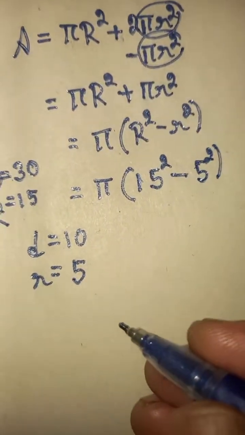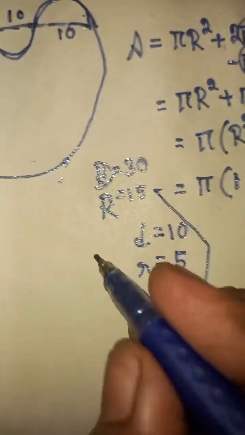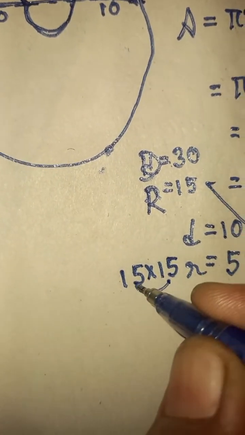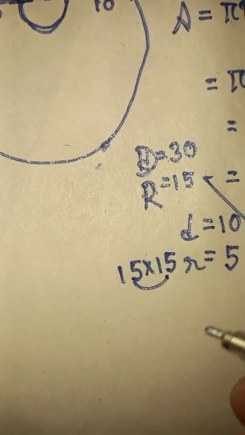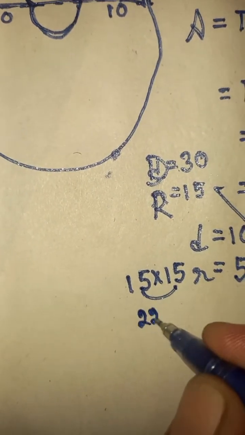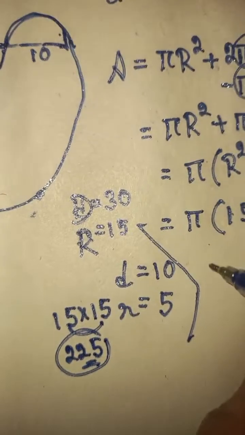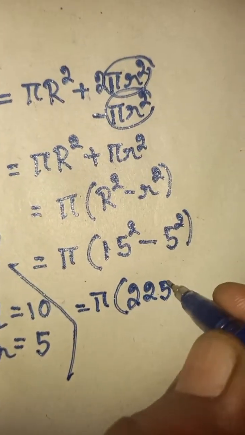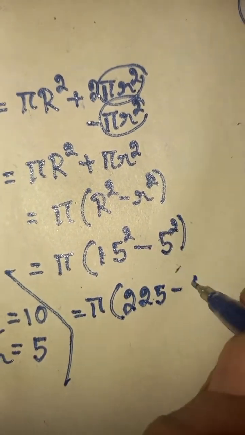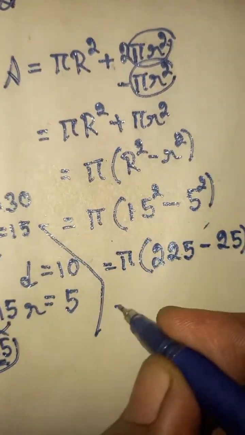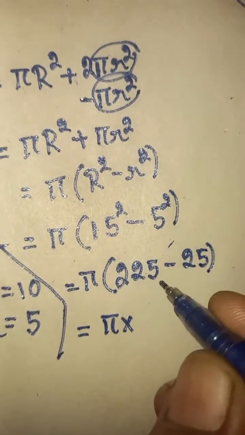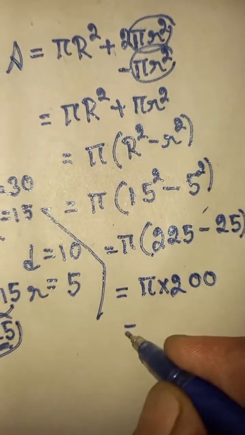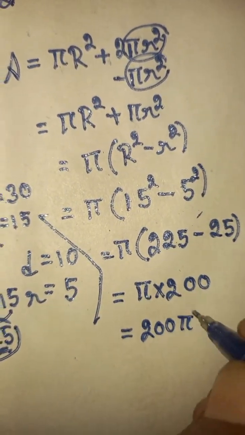Let's find out 15 square. Here 15 square means 15 times of 15. 15 times of 10 is 150 plus 15 times of 5 is 75. 225 is 15 times of 15. So it becomes pi times of 225 minus 5 times of 5 is 25. Here you're going to get it as pi times of 225 minus 25 is 200. It becomes 200 pi square units.